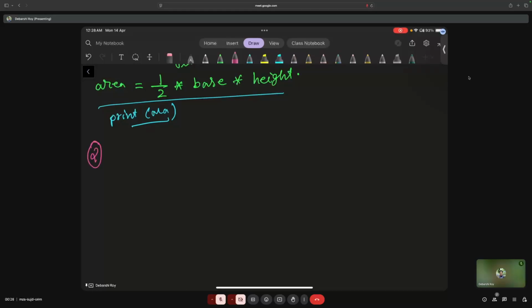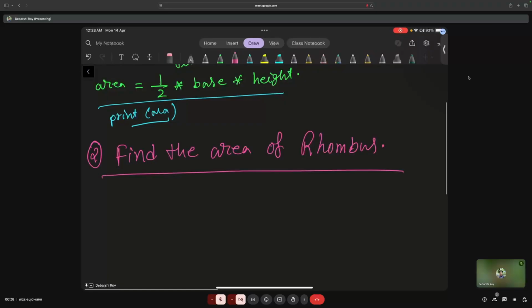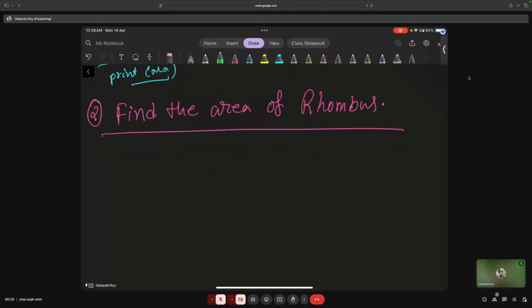And the second question: find the area of a rhombus. In this case also take the length, breadth and height. For calculating the area, the formula for the area of a rhombus is nothing but 1 by 2 multiplied by length plus breadth multiplied by height, right?